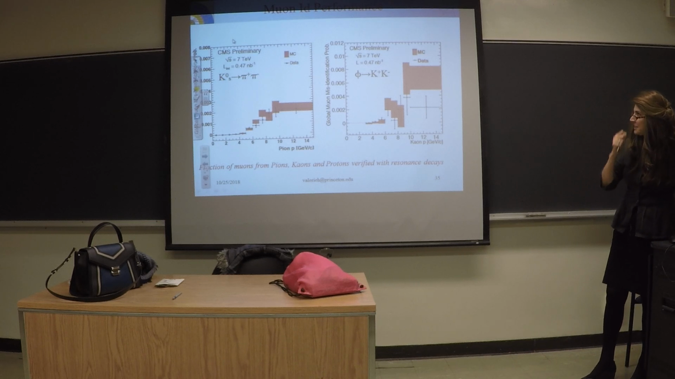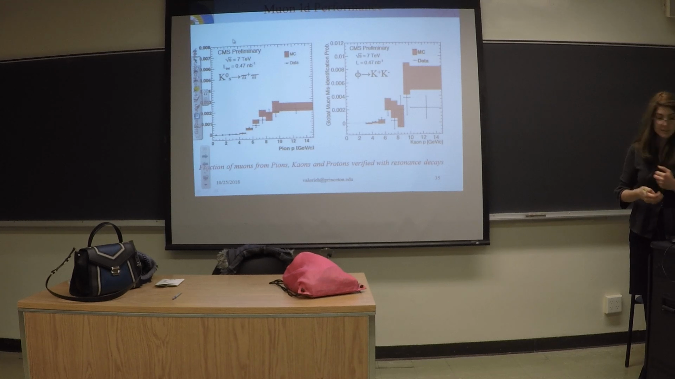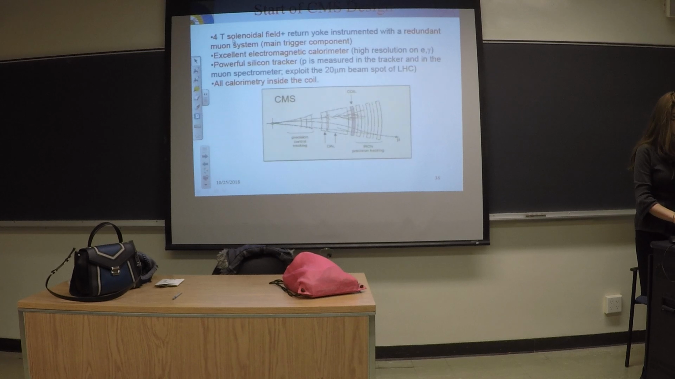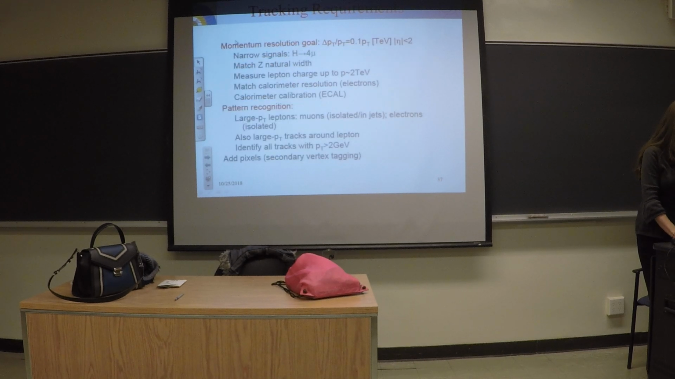Yeah, it's misidentification. So basically we're looking here and checking our understanding of misidentification of a muon with a kaon or with a phi. And let's move on to the start of the design of the CMS. We said a lot already, so we don't have to repeat all this. We talked about magnetic field, electromagnetic, etc. Okay, tracking requirement.